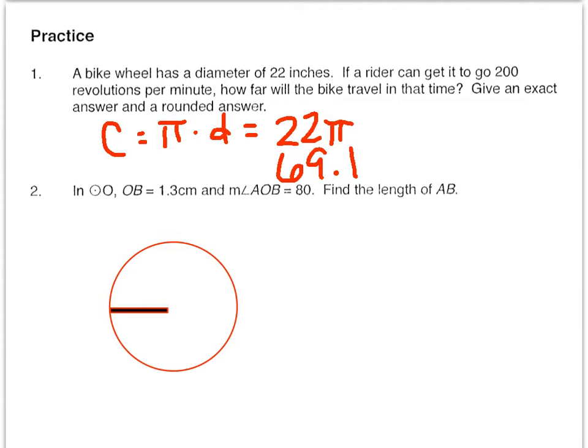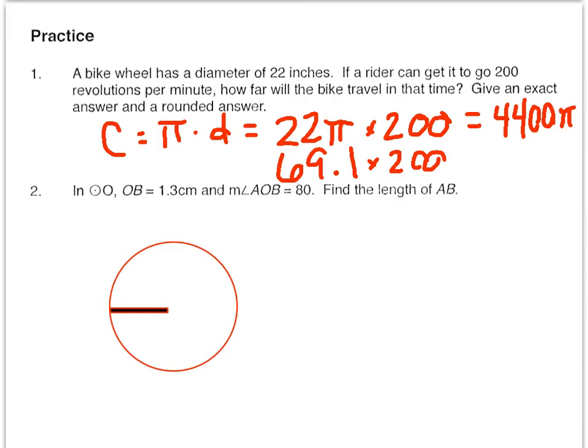So what you see is the distance of 1 revolution. To figure out how many we'll have in a minute, we have to multiply each of those by 200. Okay, for the exact answer, 22 times 200 is 4,400 pi, because I just multiplied 22 times 200 for that one. So 4,400 pi inches would be your units.